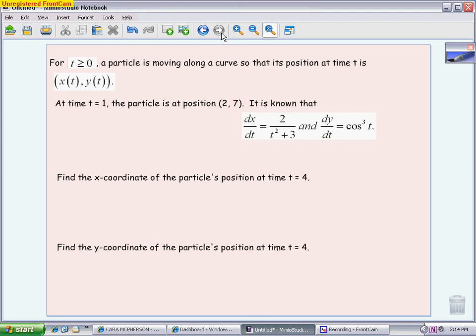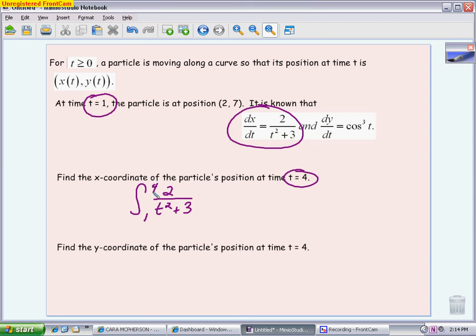So we're going to start with the x one, which means I need to use this equation. If I want to find position, I need to integrate. So I'm going to integrate 2 over t squared plus 3. My boundaries are going to be what I know and what I need. This should sound very familiar from last year's calculus class when we were doing the fundamental theorem of calculus. We know the time at 1. We know the position there. We want to know the position at 4. So my boundaries are going to be 1 and 4.